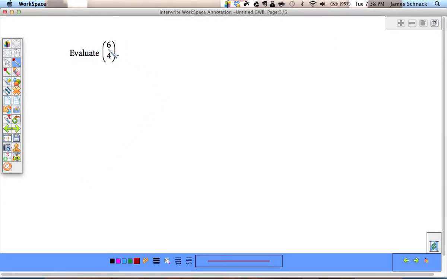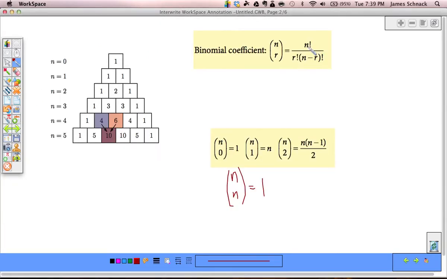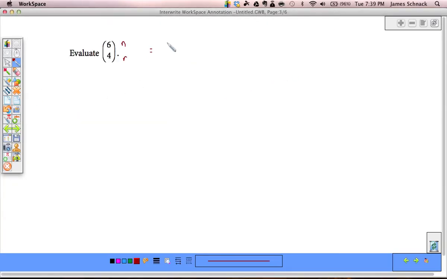So let's evaluate 6 choose 4. Okay, so that formula says, and remember this is the n, this is the r, and this was equal to, if you don't remember, let's flip back to our notes, n factorial over r factorial times n minus r factorial. So this is going to equal 6 factorial over 4 factorial times 6 minus 4 factorial.